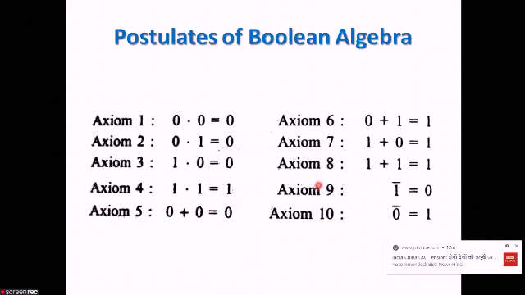Next is axiom number 9. 1 bar is equal to 0. Similarly, axiom number 10 is 0 bar is equal to 1. Now, axiom number 9 and 10 are the implementations of the invert logic operation or the complement logic operation in the case of the Boolean algebra.